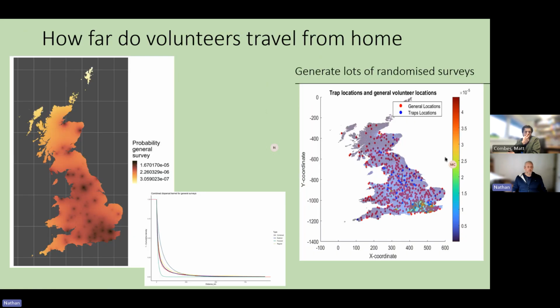So we've also extended this work now to include volunteers, and we focused in on Observatory because there's quite a lot of information available there. So we could look at how far volunteers travelled from home and start to make dispersal kernels, and that really just allowed us to generate lots of random locations where people may have gone to look, and potentially, now that we know the sensitivity, how likely they are to find EAB if it were there from our model outputs.